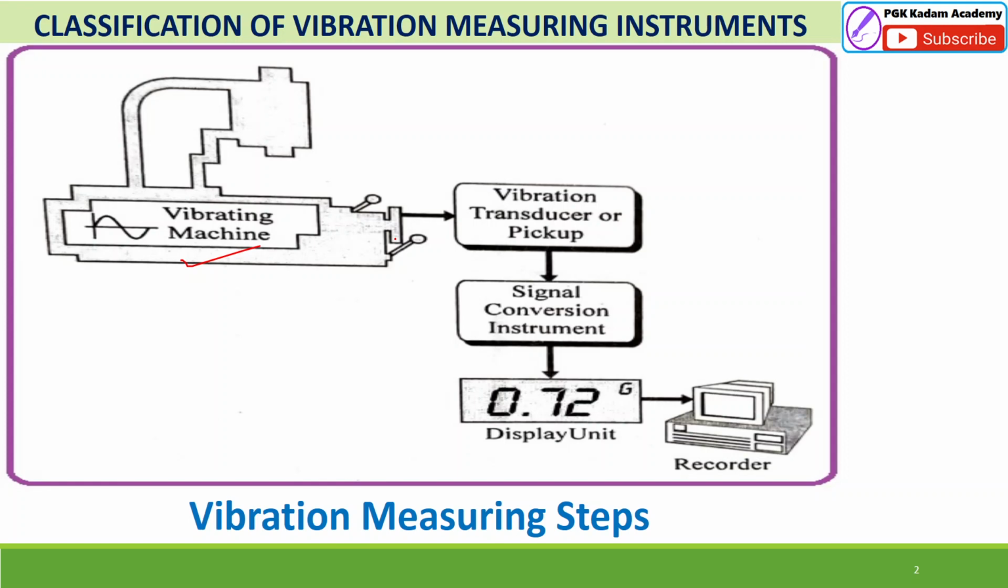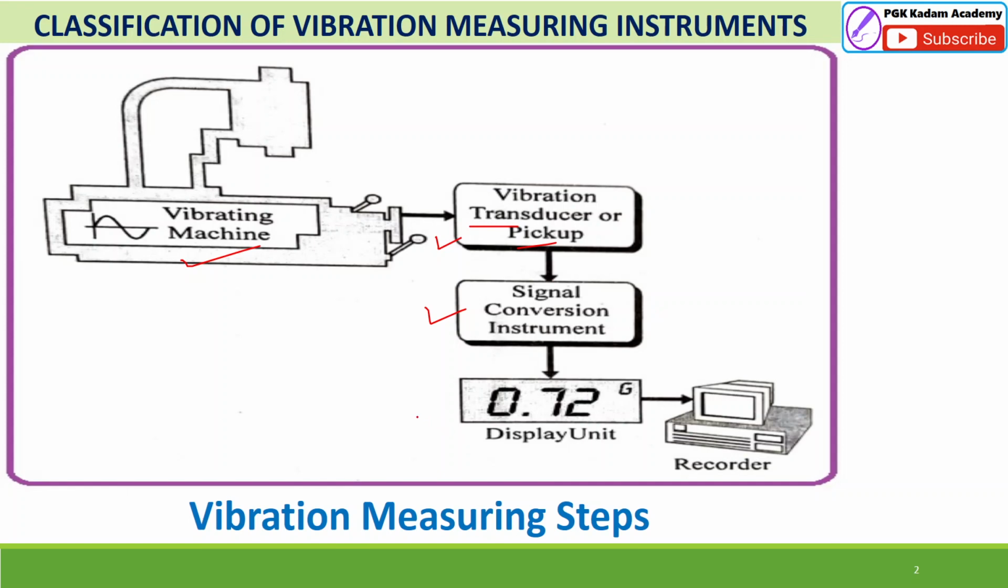by sensing the vibrations from that machine, using a transducer or pickup. This vibration transducer or pickup senses the vibrations and converts them into a small current or voltage, which is given to the signal conversion unit. What is the use of the signal conversion instrument? It will magnify the small currents into the required level for display.